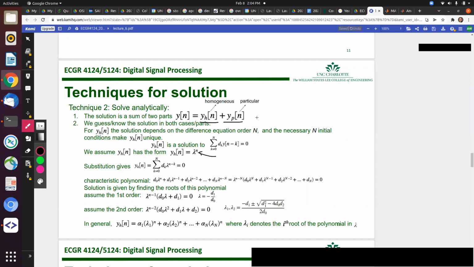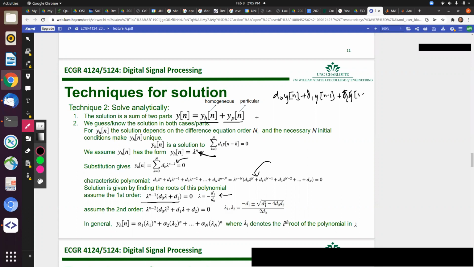Just like in differential equations, we plug our presumed solution, lambda to the n, into the difference equation, and we get our characteristic polynomial. Then we solve for the roots of this characteristic polynomial, which are the values of lambda. If it's a first order characteristic polynomial, the value of lambda is d1 over d0, assuming you have d0 y of n plus d1 y of n minus 1 plus d2 y of n minus 2.